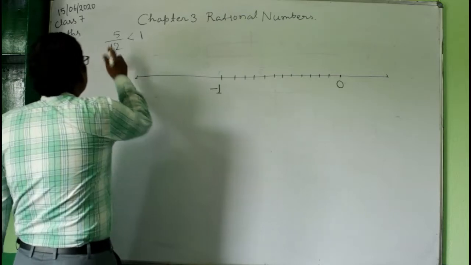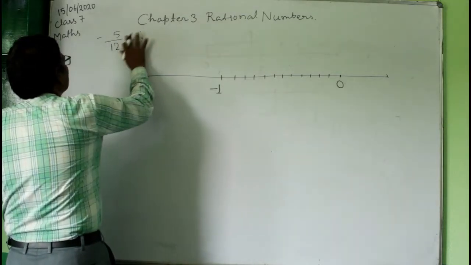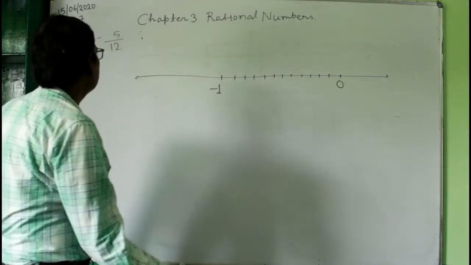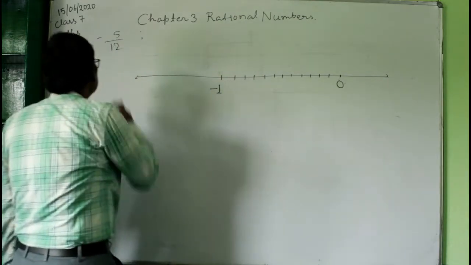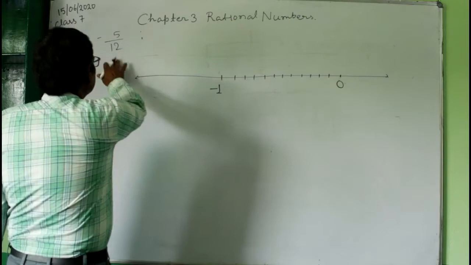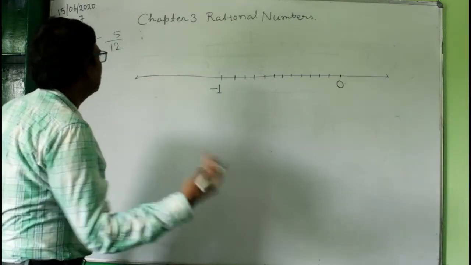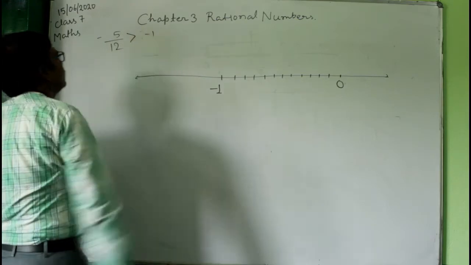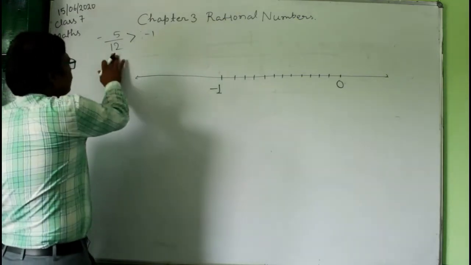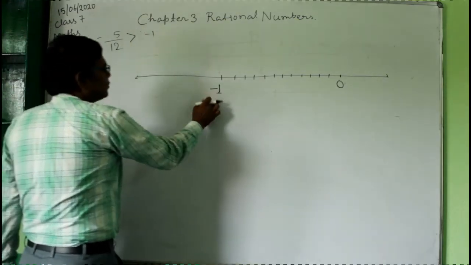And we have minus 5 by 12. So minus 5 by 12 will lie between minus 1 and 0, because this number is actually greater than minus 1. Okay, this is negative and greater than minus 1, and here this is minus 1.